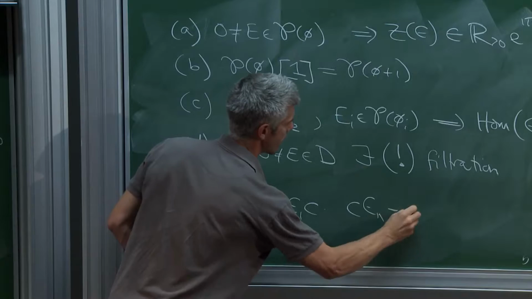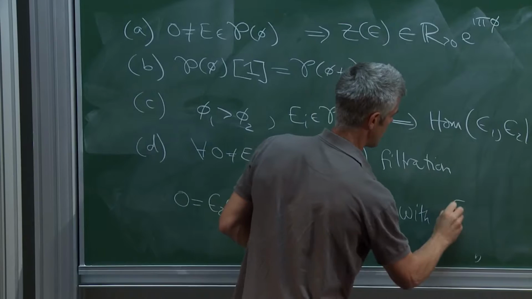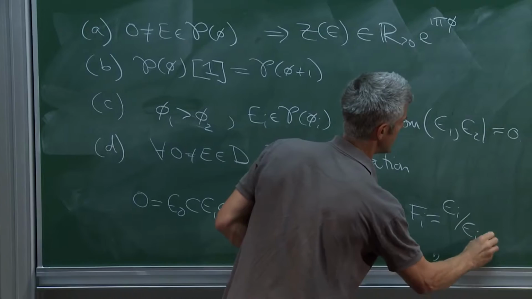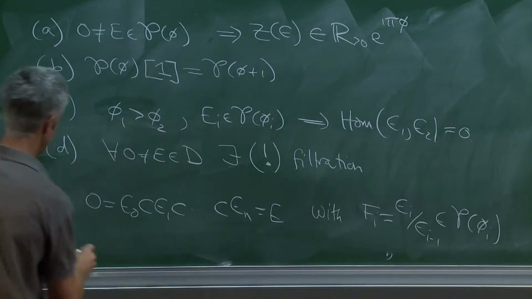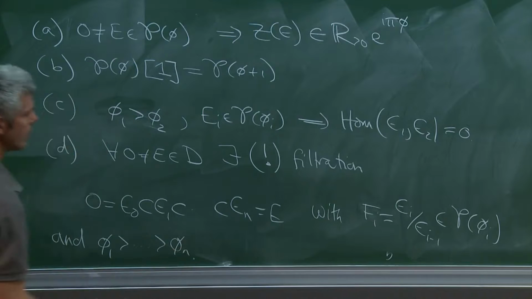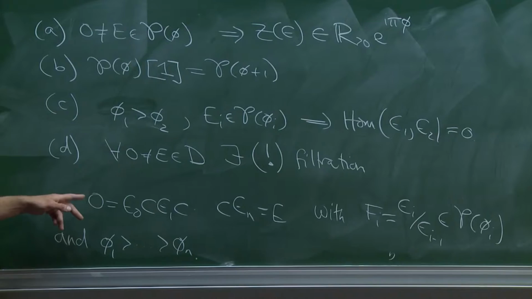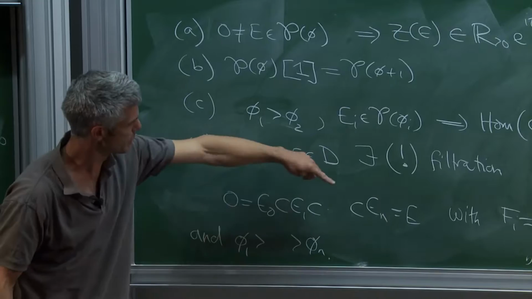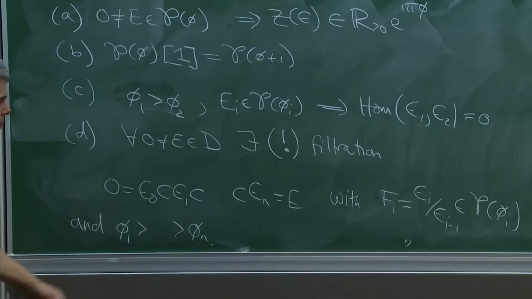Such that the factors, let's call them something, are semi-stable and of descending phase. When I say factor and filtration here, I'm being a little bit cavalier. This is a triangulated category, so what does a filtration really mean? It just means a bunch of objects with maps between them, and the factor just means the cone on the map. Okay, so that's the definition.